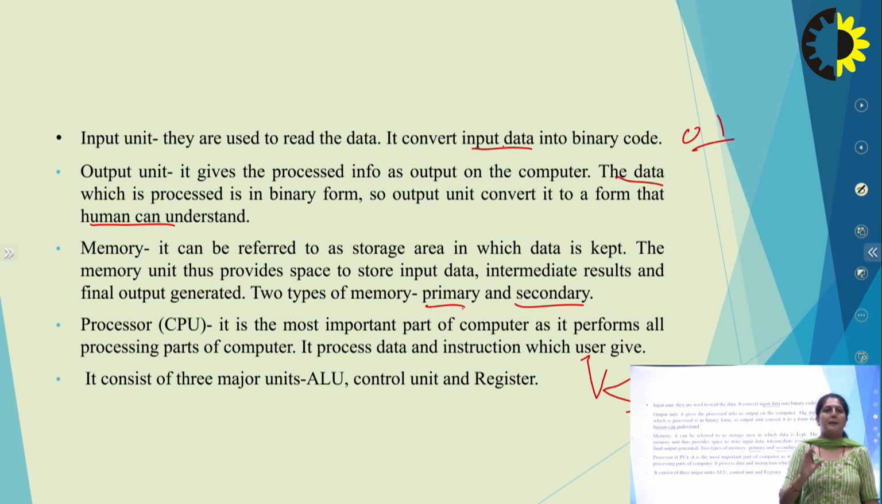So for permanent storage, we use secondary memory. What are the two types of primary memory? RAM and ROM. Next is the processor. What is a processor? It is the most important part of a computer, as it performs all the processing of the computer. It processes data and instructions which the user gives. The major parts of the processor are the ALU, control unit and registers.